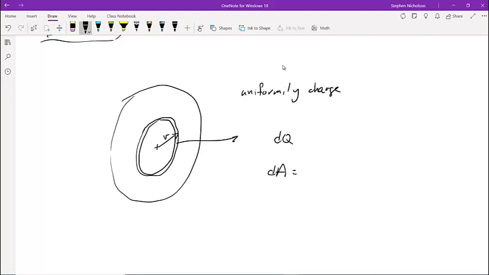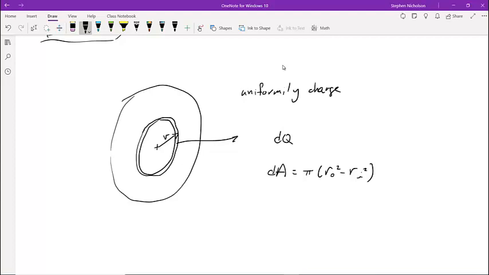It's got a thickness dr. So the area, you could say, is equal to pi times the outside radius, which is the radius to the outer part of this ring, squared, minus the inner radius squared. And that would give you the net area. Take the outer area, subtract the inner area.